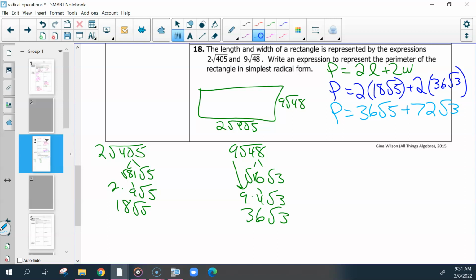If we actually wanted to know what that was, we could put it in our calculator, find the decimal, but that's not important. Do you have any questions on this problem?